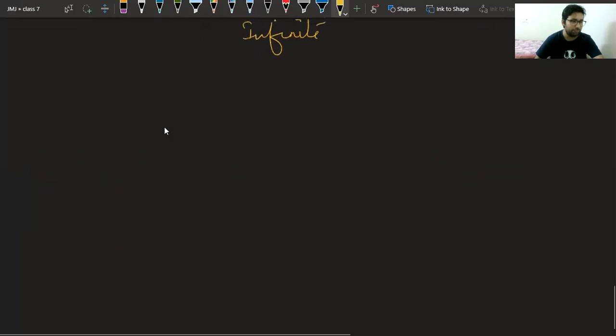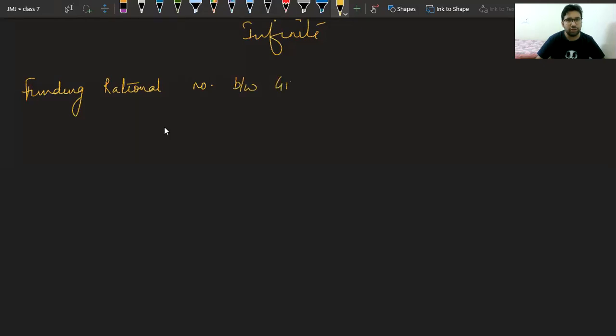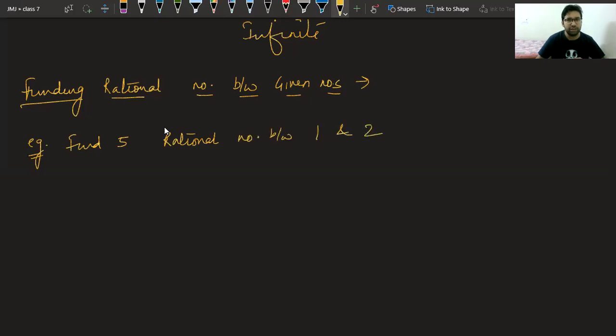So the new concept is finding rational numbers between given numbers. Class, suppose I give you an example: find 5 rational numbers between 1 and 2. Class, just try to understand what I am doing.